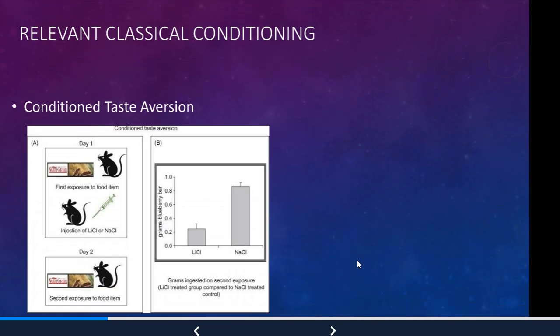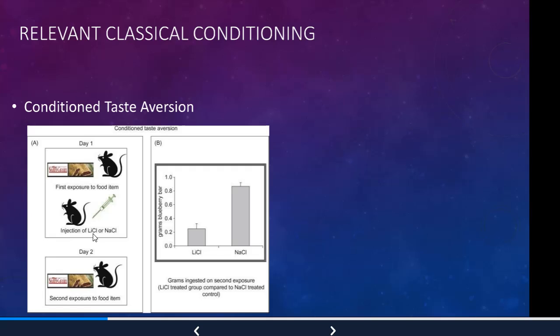Now, one other relevant form of classical conditioning, because pretty much everybody has experienced this, is conditioned taste aversion. So here's how it works. An animal is exposed to some sort of novel food, like in this case, these granola bars. Then they receive an injection of lithium chloride. Now, lithium chloride will make these animals sick.